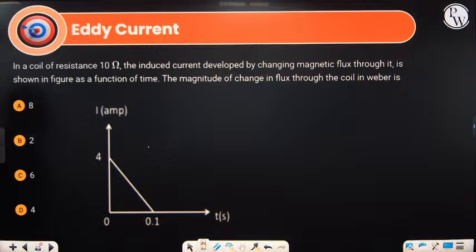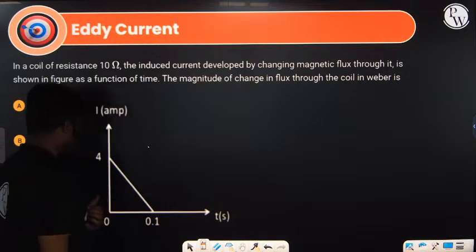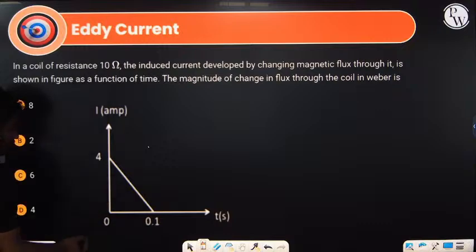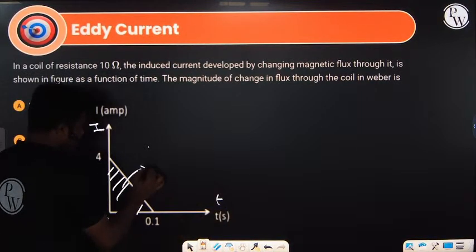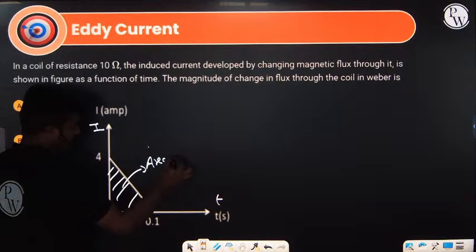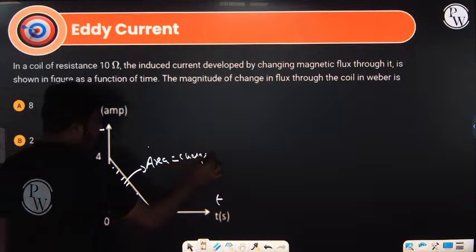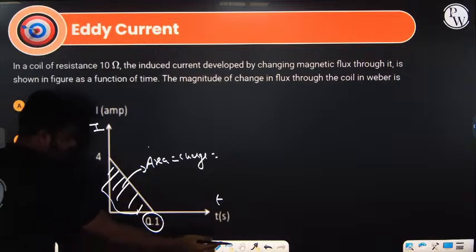In a coil of resistance 10 ohm, the induced current developed by the changing magnetic flux through it is shown in this figure as a function of time. The magnitude of the change in flux through the coil in Weber will be given by? This graph is I versus t. Remember, the area of this graph, that is I multiplied by t, gives us charge. How much charge has flown through the coil from 0 to 0.1 second? The area will give us the total charge.